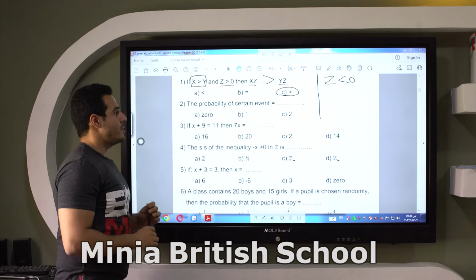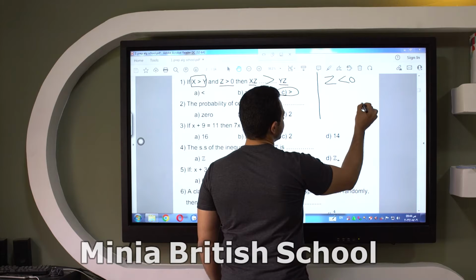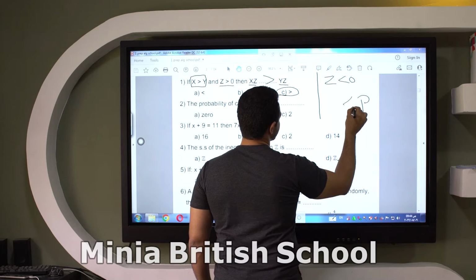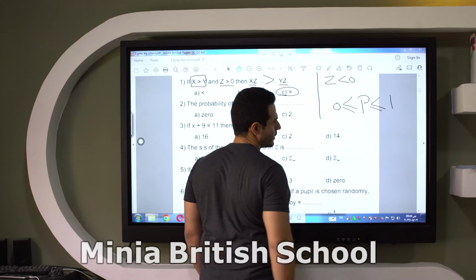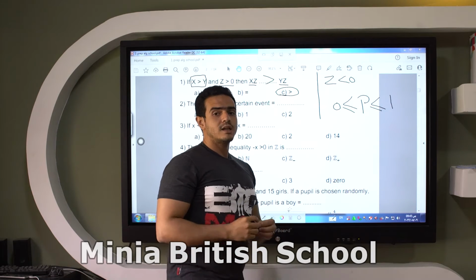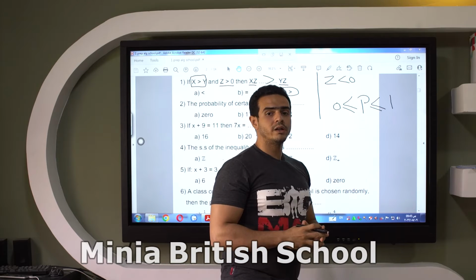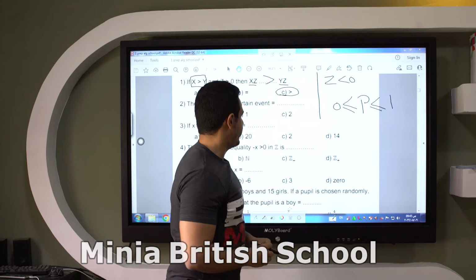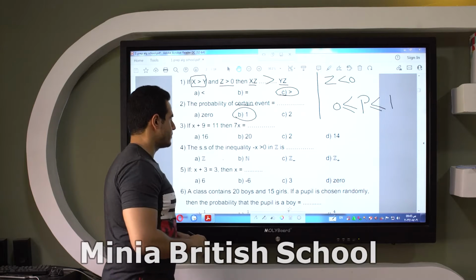Number 2, the probability of a certain event. We know that any probability must be greater than or equal to 0 and less than or equal to 1. If the probability equals 0, this is called an impossible event. And if the probability equals 1, it's called a certain or sure event. So for a certain event, its probability equals 1.